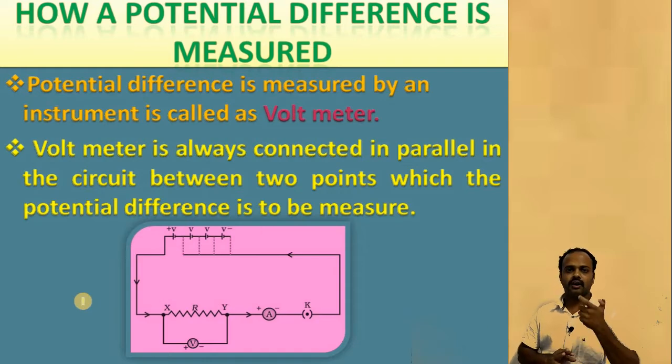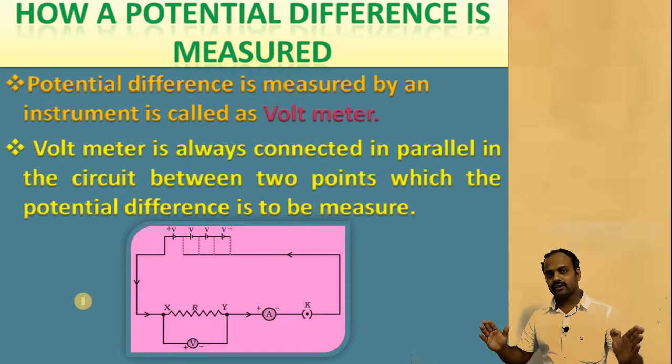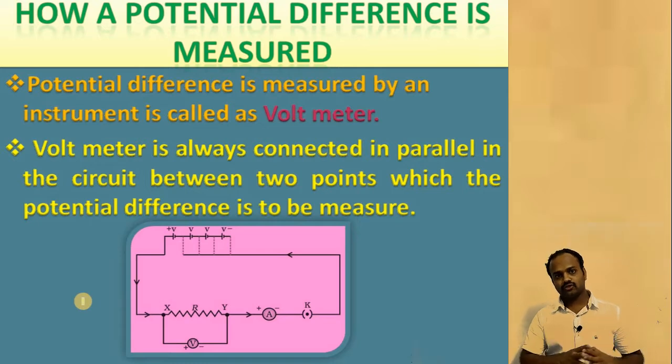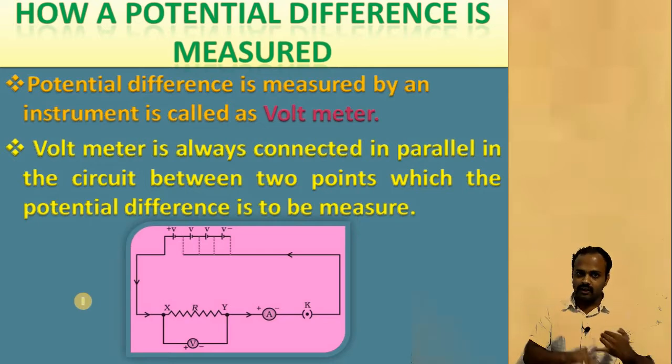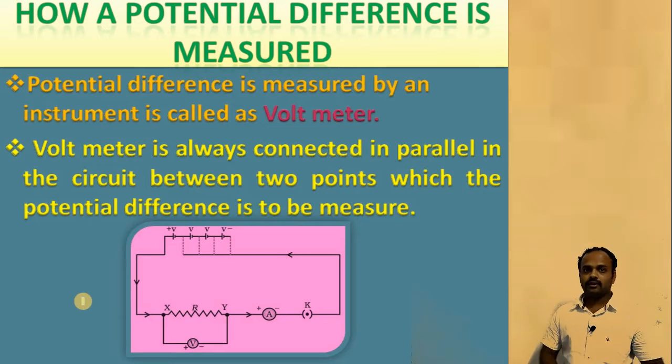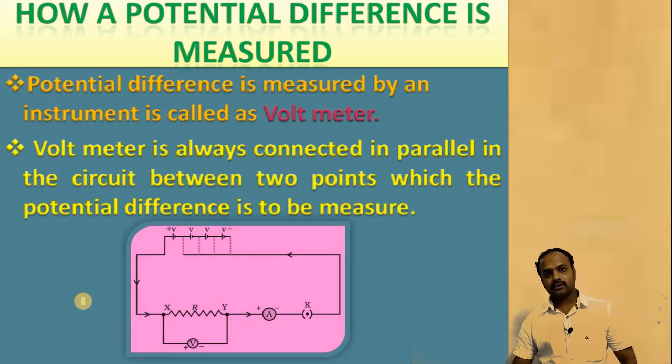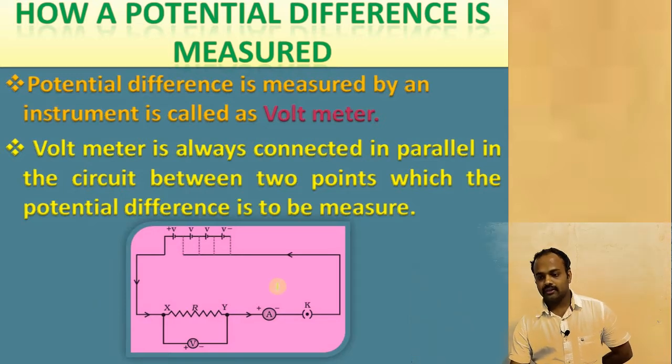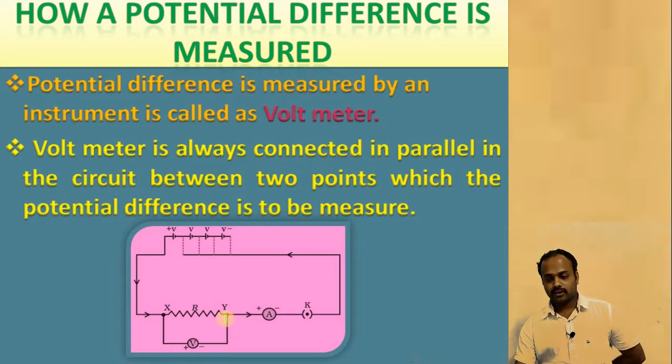The voltmeter is always connected in parallel where the potential difference has to be measured. Where we have to measure the potential difference, we connect it in parallel. Look at the circuit here, resistance R is the resistance. Across the R we have to measure the potential difference.